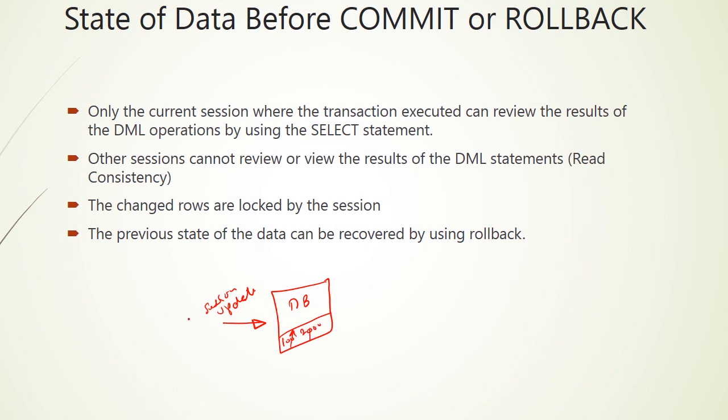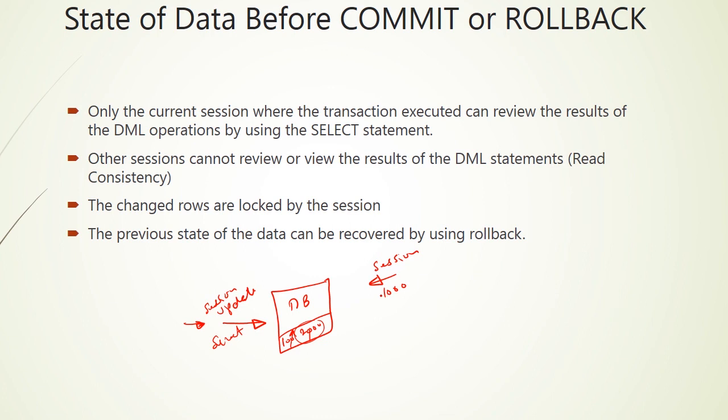As long as the update statement is not committed or rolled back, any other session cannot view the new data. It will still view the old data as long as the transaction is not rolled back or committed. Your session is the only one that can see the new data by using a select statement. If another session runs a select statement against the updated row, it can view only the old data, which is 1000 in this case. So this is called read consistency.